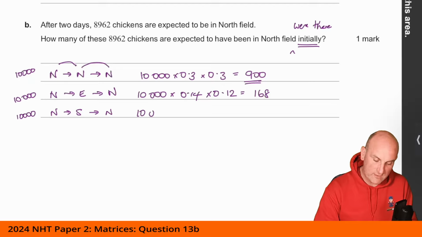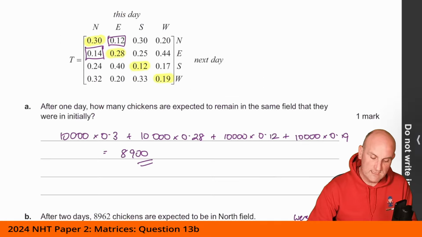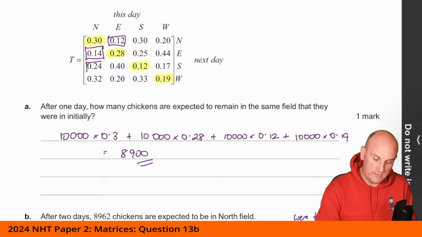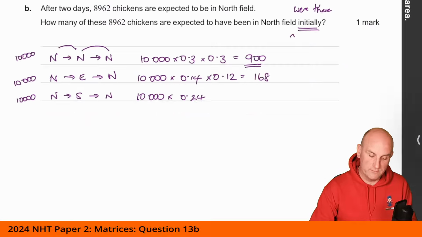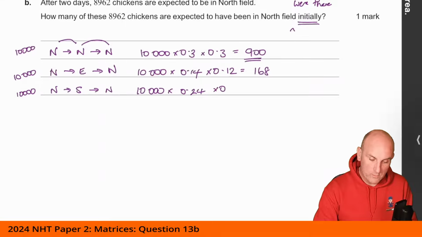Again, we're starting with those 10,000 chickens, went from North to South and back to North. So again, that'd be 10,000 times 0.24, the reason being North to South was 0.24. But South to North: 24% of my original chickens went to the South Field, but 30% of those came back to the North Field. So I'm going to times that by 0.3, which gives me 720.